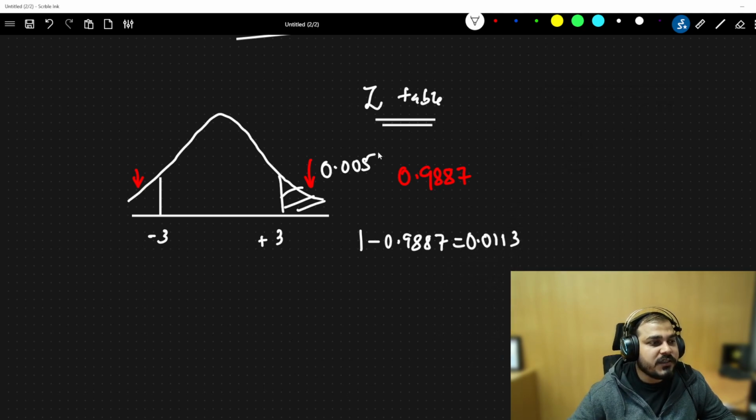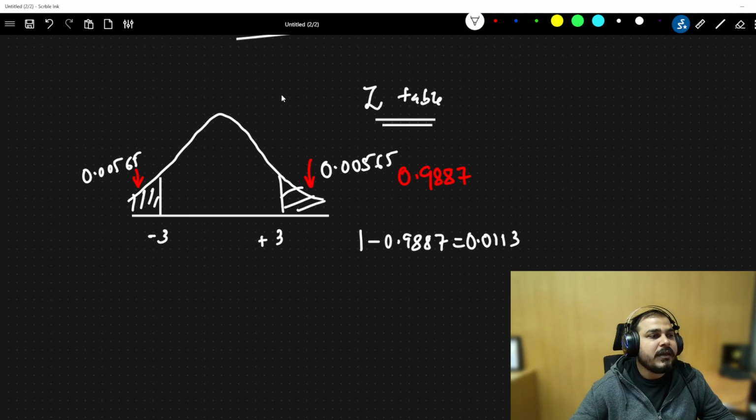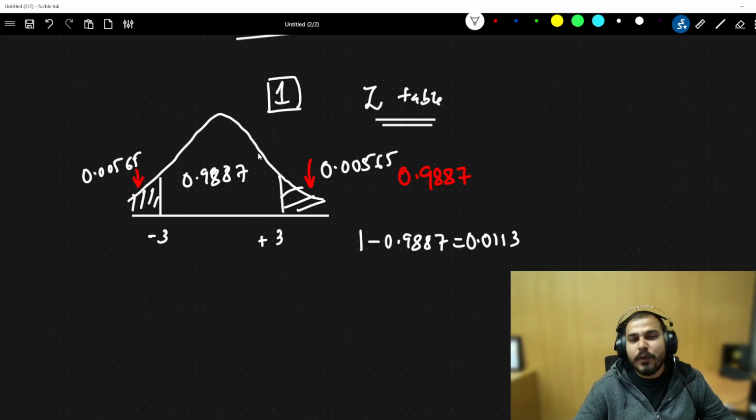0.00565 will be here, 0.00565 will be there, and the remaining area will be present over here. If I add the 3, I will be getting 1. So this 0.9887 will be present in this region, right? So if I add it up, I will definitely get 1. But still, we did not understand what p-value is.